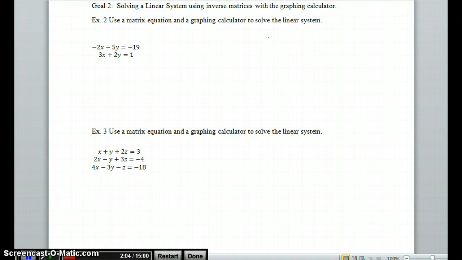Again, the first thing you want to do is make sure these are lined up: x's, y's, numbers, which I have here. Now I'm going to go ahead and write the matrix equation just like I did before, but then we'll solve it using our calculator. I'm going to use -2 and 3. These are just the coefficients in front of my variables, -5 and 2. Just write them in the exact order that you have them there.